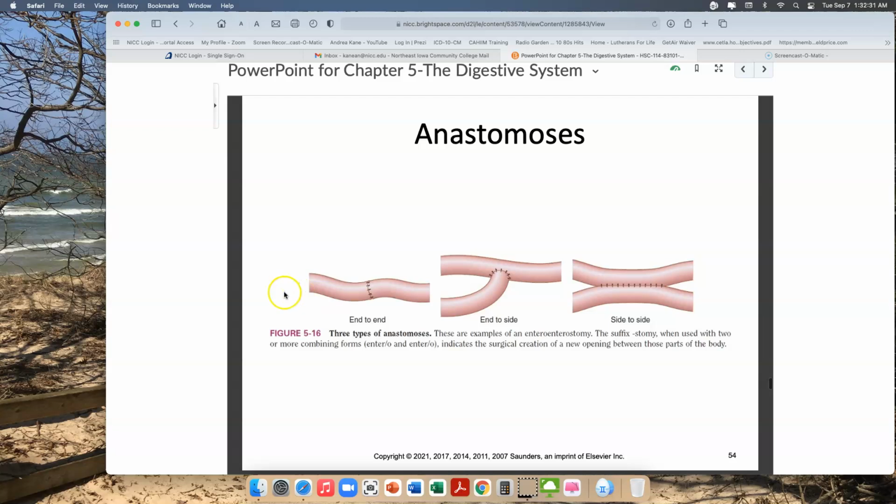So now they want us to talk about anastomoses. There are three different types that you will see. One is end-to-end, another is end-to-side, and the last one is side-to-side. This is where there's been some type of removal of a section, usually of an intestine, whether that's small intestine or large intestine. They've taken a piece out. They've excised that piece. Now they're putting it back together again. They're rehooking those cut ends up. And how they're doing it is either end to end, end to side, or side to side, and it's called an anastomosis.